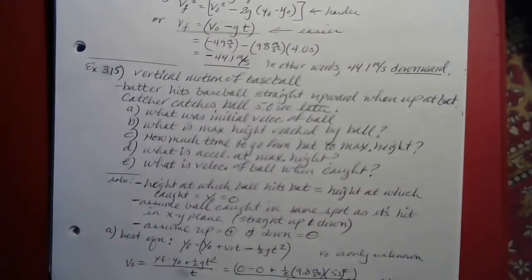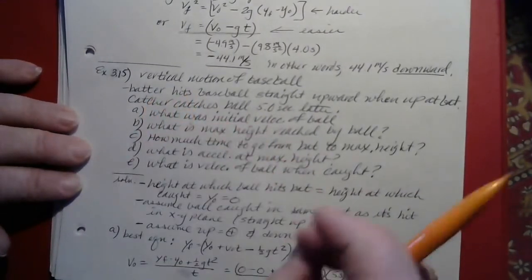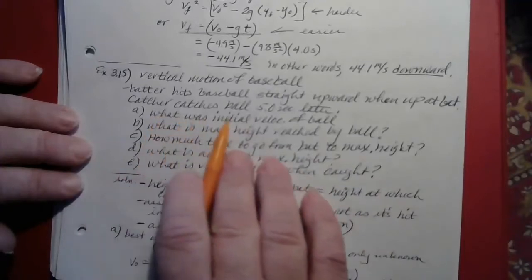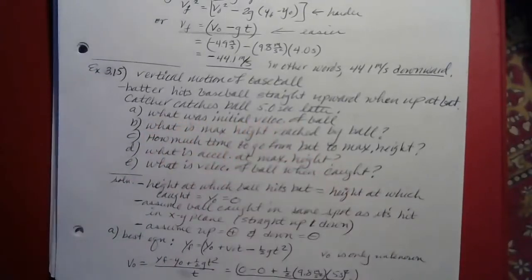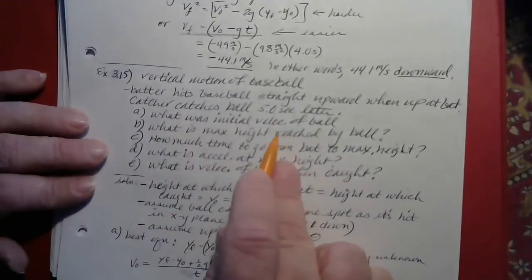So this is one of those situations here where the batter basically hits the baseball straight up in the air when he's up at bat, and the catcher catches the ball 5 seconds later. In other words, the batter steps out of the way and the catcher steps forward to catch it. So we're wondering a few things here.